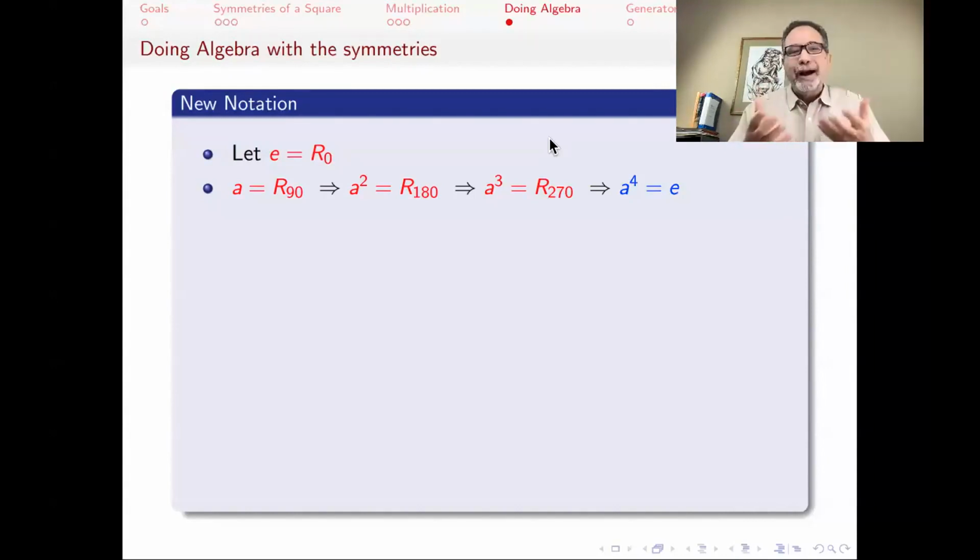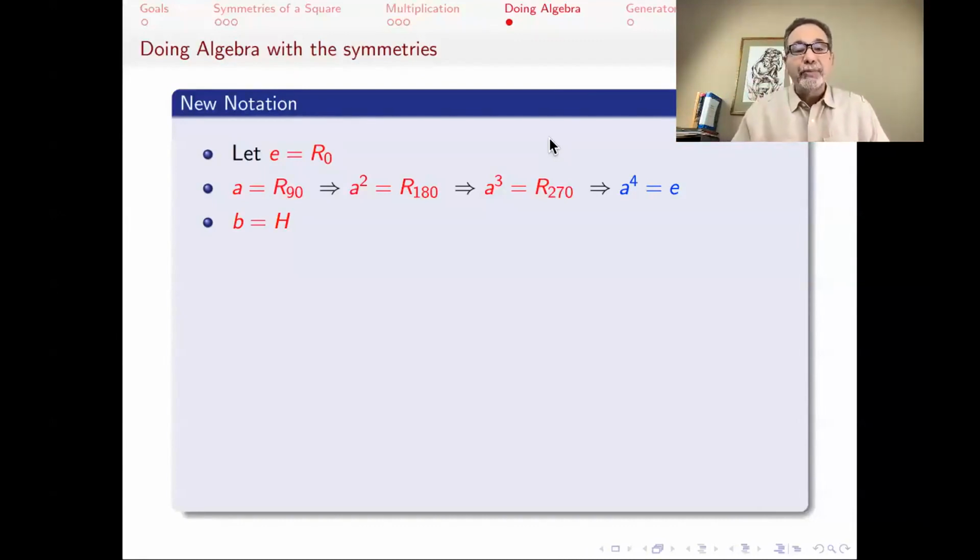But no matter how many powers of A I find, I'm never going to get a reflection. When you rotate as many times as you like, what you're going to get is rotations. You're never going to get a flip. So I need another name for one of the flips. And I'm going to choose B for H. I could have picked any one of the flips. I'm choosing H to be called B. We will have to be consistent. And within this course, whenever I'm talking about symmetries of the square, H is going to be denoted by B.